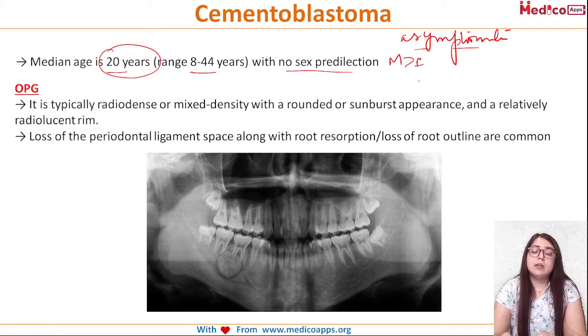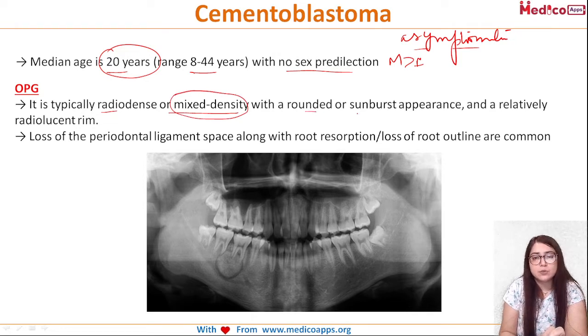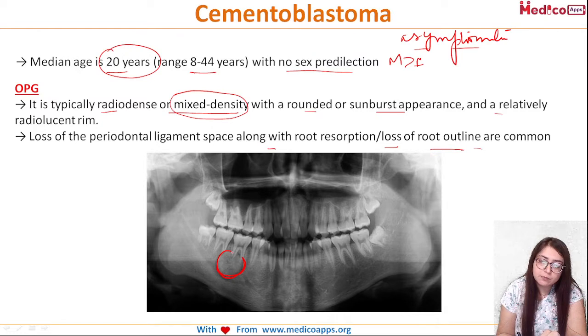Then the OPG features, or the radiographic features. Typically it is radiodense or mixed density. Usually it is mixed density with a rounded or sunburst appearance and a relatively radiolucent rim. So this is the radiolucent rim which is attached to the tooth. Then loss of periodontal ligament space along with root resorption or loss of root outline, all these things are common. And first and foremost, you can see that this is attached to the roots. Here you can see the resorption of the root, right?